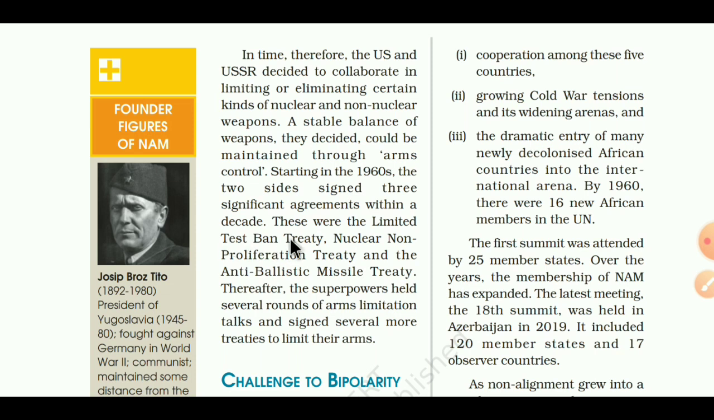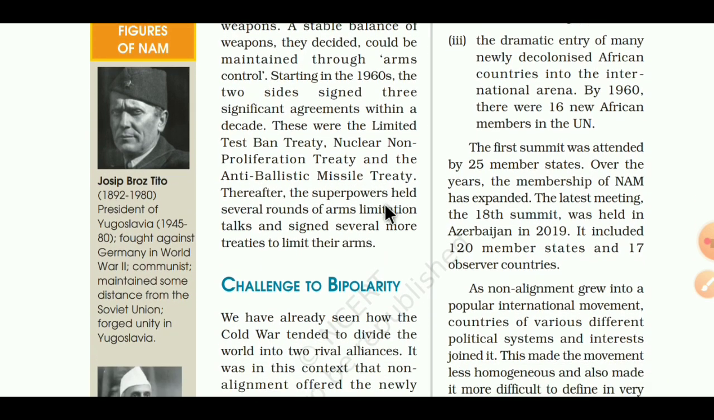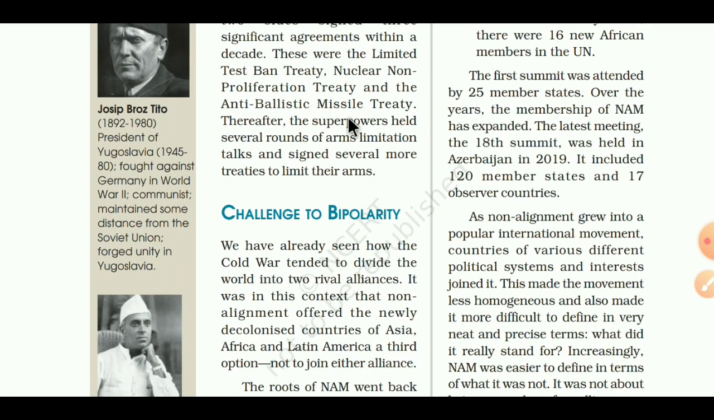These treaties mean nobody can test nuclear weapons in three places: water, air, and land. And under the Nuclear Non-Proliferation Treaty, no country other than the recognised ones has the right to keep its own nuclear weapons. If they keep them, then they get many sanctions. What happened in 1999, when India developed its own nuclear missiles? The Anti-Ballistic Missile Treaty is signed between these superpowers.